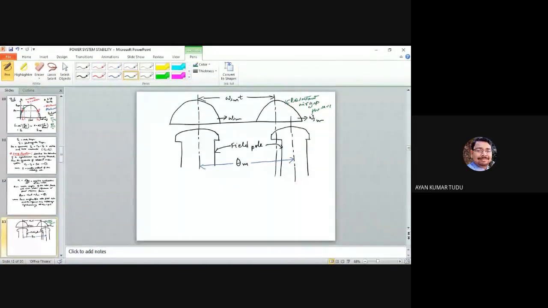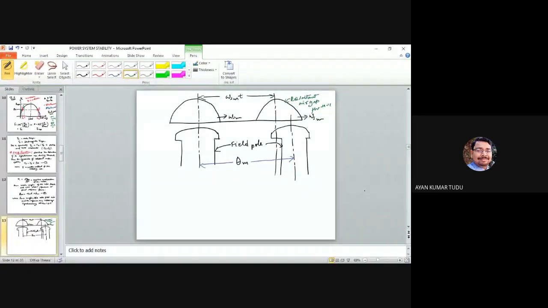Okay, as you can see from here, this is the resultant air gap flux wave, and this is omega sm. This is the field pole, and this is the value of delta m that we're talking about. Between this and this is our delta m. Delta m is basically the angle between the rotor field axis and the reference axis. This is the reference axis that is rotating synchronously at omega sm, and this is the rotor field axis.